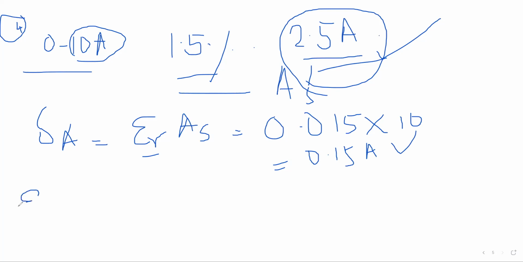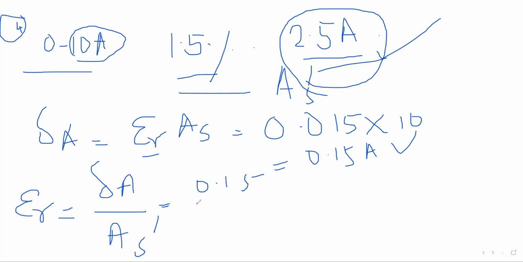Then you have to find out the epsilon r. That will be what? Del A divided by AS dash. So you know what is your del A. Del A is your 0.15. Okay. And your AS dash is what? 2.5 ampere. Okay. So you will do the calculation and you can find out the epsilon r. Then you will find the limit also. So you will tell me the answer in the next class.